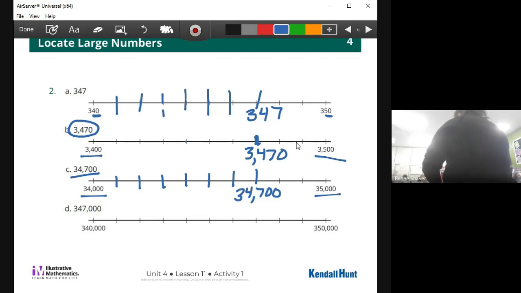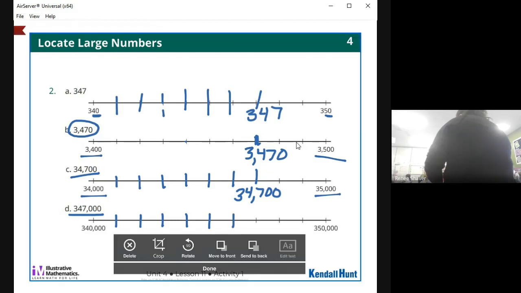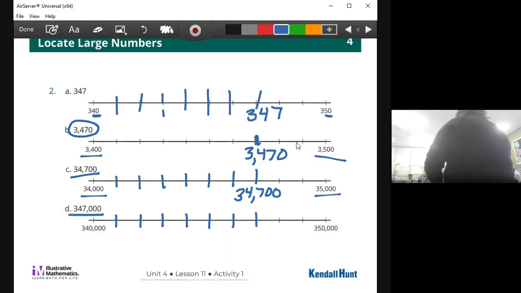Okay, let's do D. We're putting 347,000 on here. What are we counting by? Gage, what are we counting by? 1,000, yeah. So 1,000, 2,000, 3,000, 4,000, 5,000, 6,000, 7,000 right here. So 347,000. So they're all related by multiplying by 10, right?